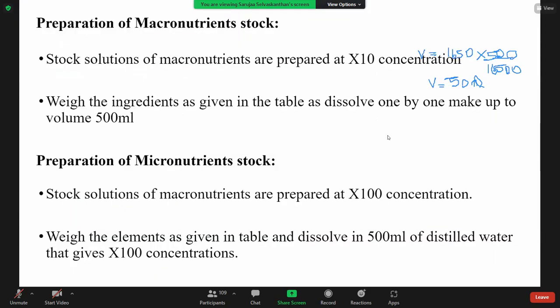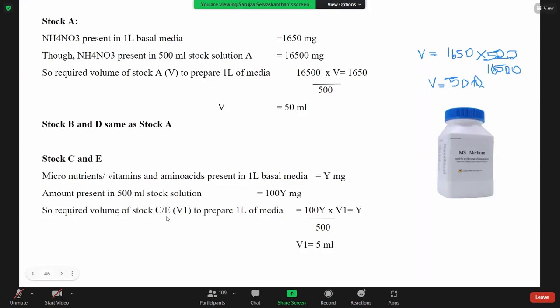Then the required volume of stock C to pipette out for 1 liter media is 5 milliliter, right? For 500 milliliter, it is 100 Y. So in which quantity do we have to pipette out to get Y milligram? We calculate it like this, and we can get it. V1 is 5 milliliter, right? This is for 1 liter media.